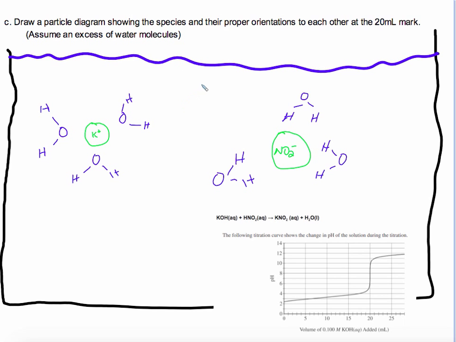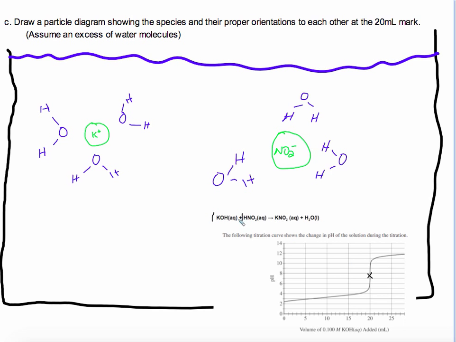Okay, now, letter C. So this one says, draw a particle diagram showing the species in their proper orientation to each other at the 20 milliliter mark. Well, I don't know if I worded this question great, but basically what I wanted you to show is the ions dissolved in water and their orientation and the approximate number. Now, anyway, here's the thing. At the equivalence point, which we marked right here, at the 20 milliliter mark, that's at the equivalence point.